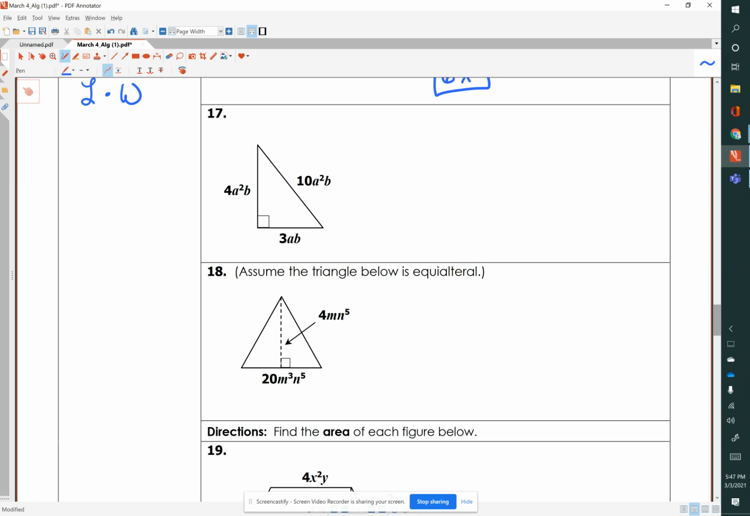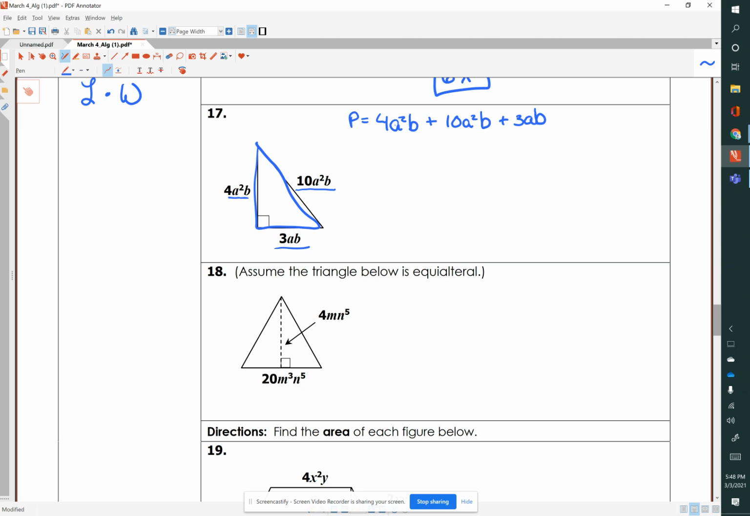Number 17, we've got a triangle with an altitude of 4a squared b, a hypotenuse of 10a squared b, and a base of 3ab. Now, first we need to find the perimeter, that's around the outside. So we're going to add these together. So the perimeter will be, we'll start with the 4a squared b plus the 10a squared b plus 3ab.